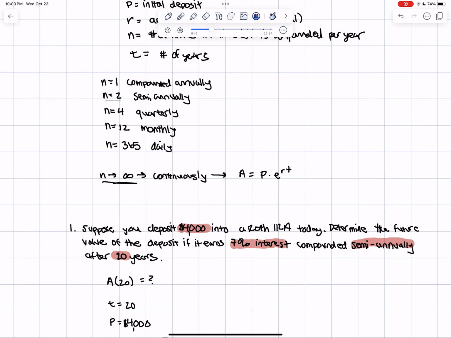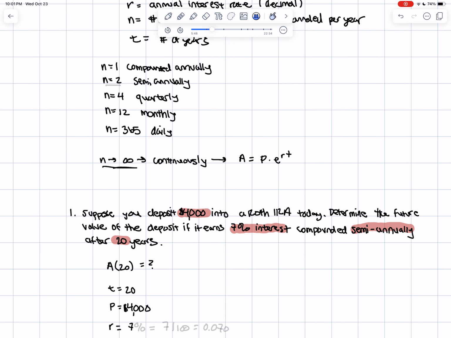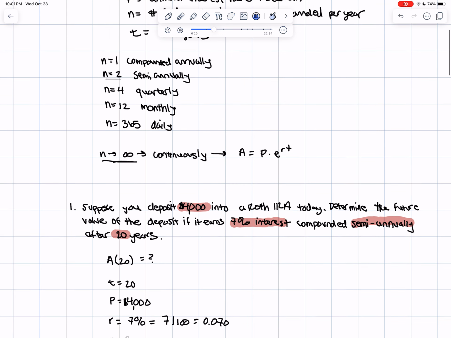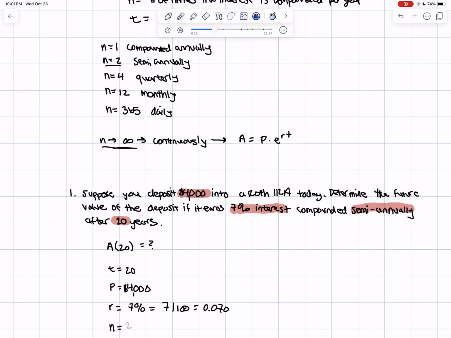And then what else do we have? Well, we have our percent interest. So R, it said 7%, right? Well, how do I turn that into a decimal? So what we do is we divide it by 100. So 7 divided by 100 gives me 0.07. Then N is what is compounded. It said semi-annually. Well, if we look back at our chart, semi-annually means that it's going to be 2. So I know my value for N is going to be 2.